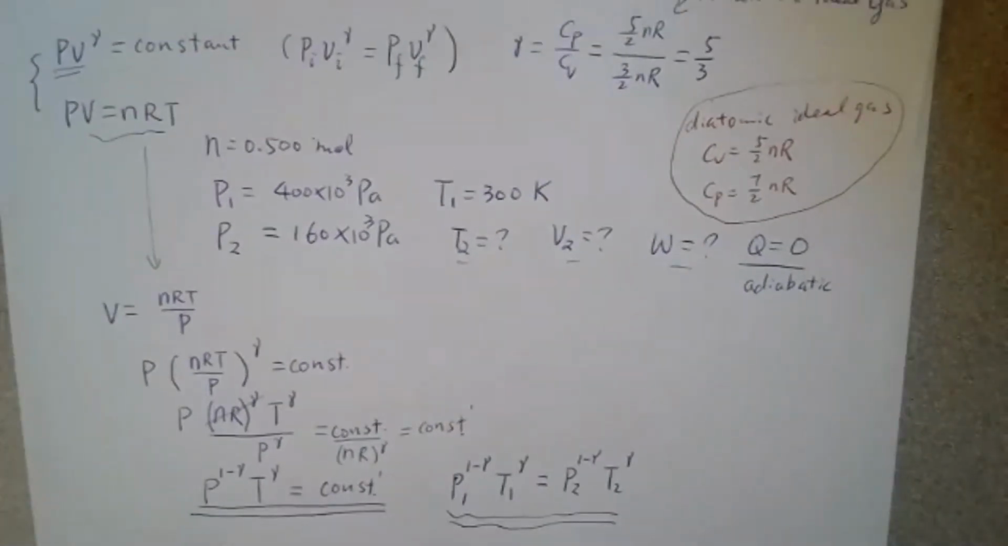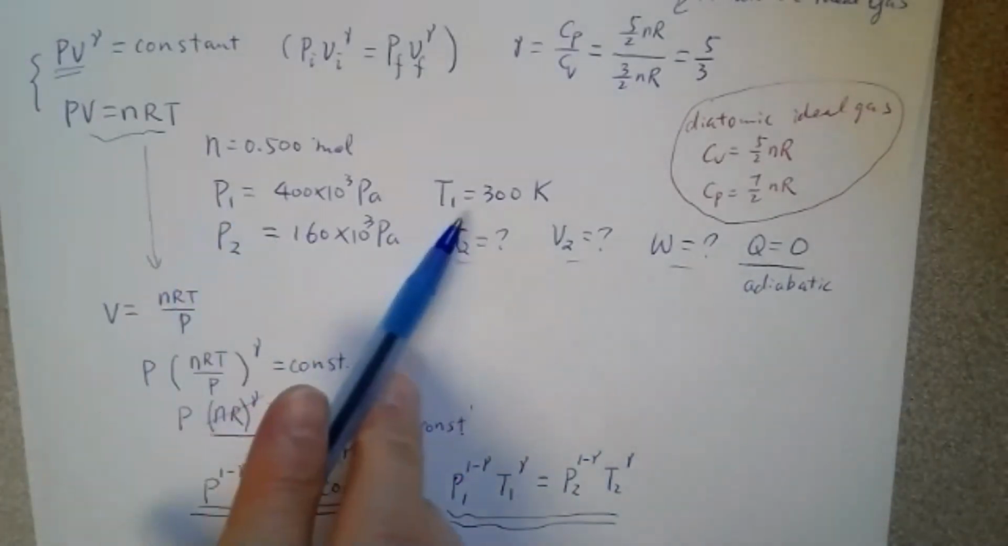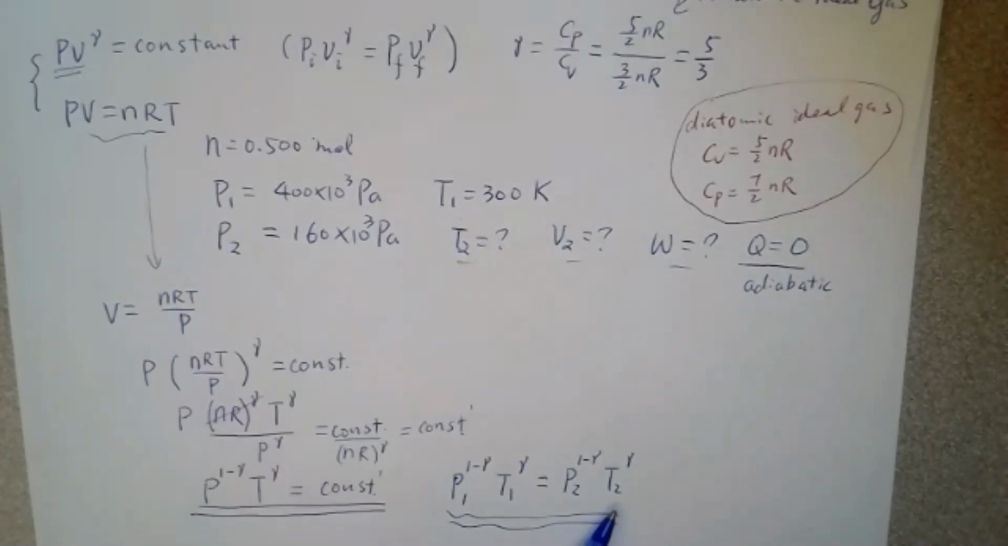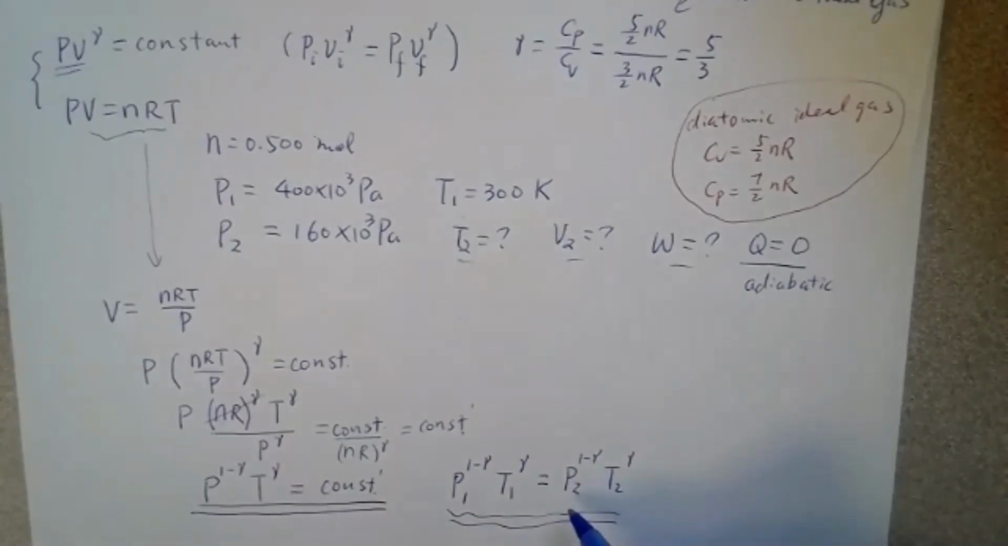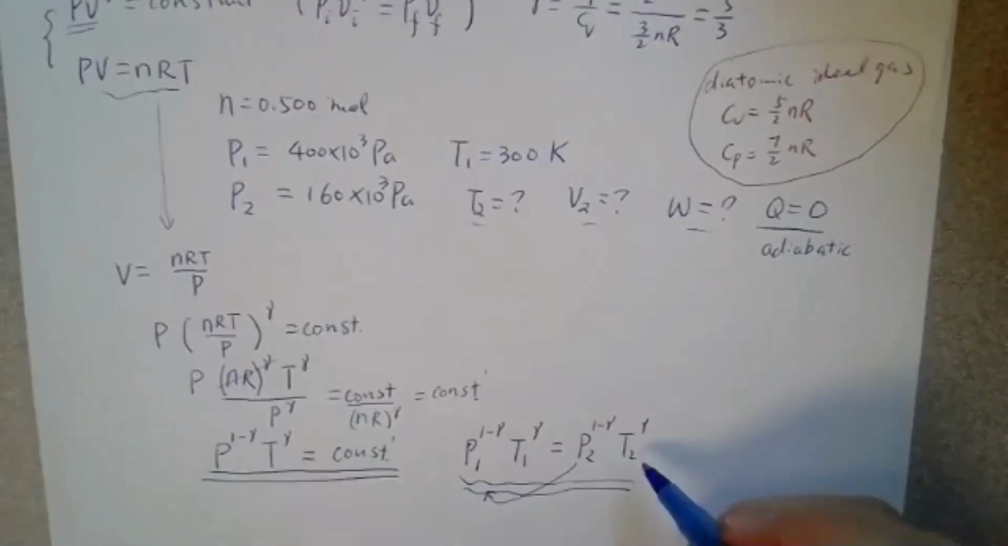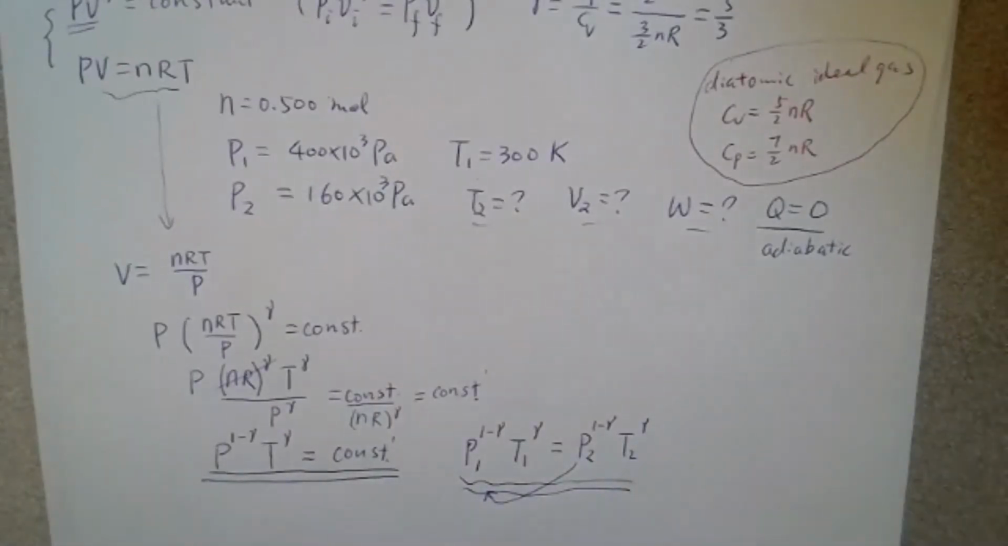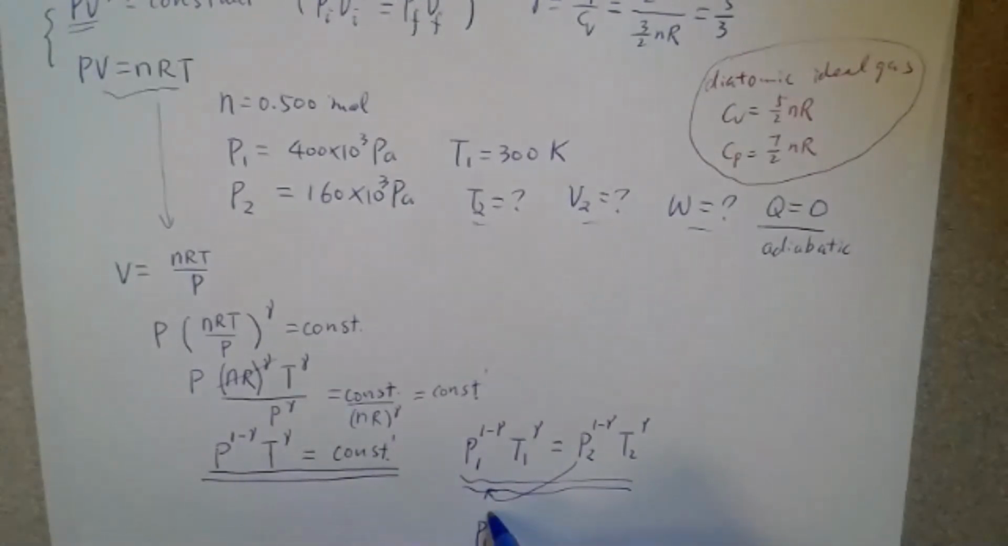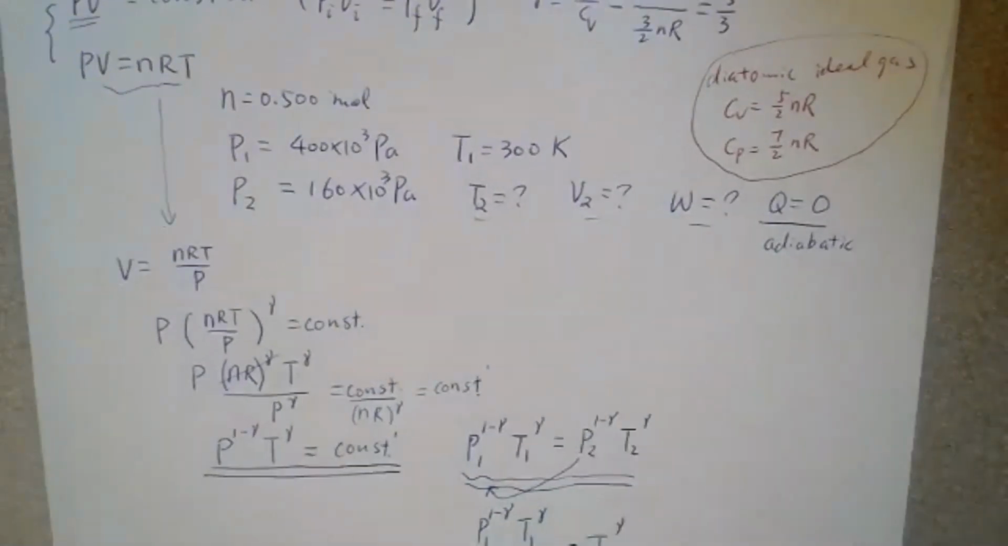From here, you'll see that P1 is given, T1 is given, and P2 is given, so you can solve for T2. Basically, you need to put P2 to the other side of the equation. So, let's write this way: P1 to the 1 minus gamma times T1 to the gamma, over P2 to the 1 minus gamma, equals T2 to the gamma power.